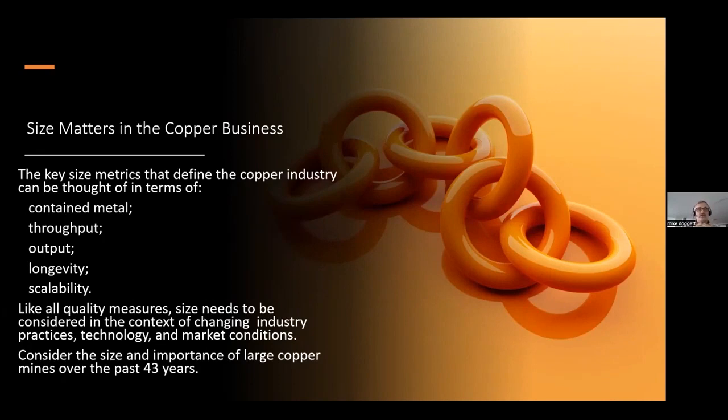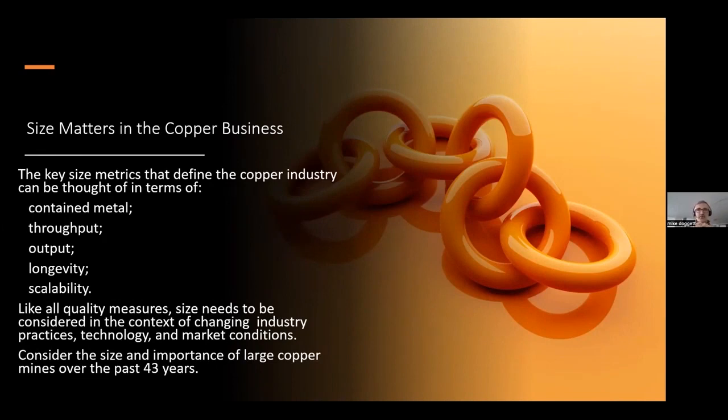So we want to have longevity. We want to have, as a quality and as a size measure, decades worth of life or potential mine life in our projects. The last point related to size is the concept of scalability.